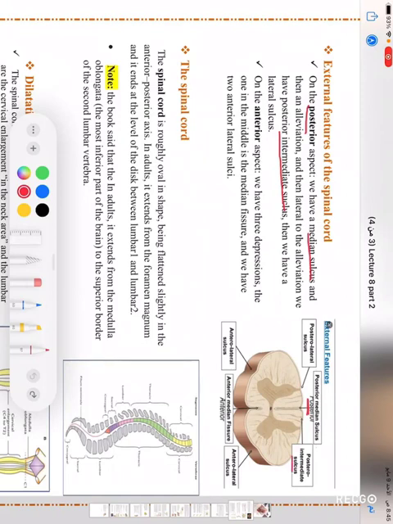Then we have the lateral sulcus, which is here. This is how we divide it in half: here posterior, here anterior. In the anterior aspects we also have three depressions. In the middle is the median feature, which is here, and we have two anterior lateral sulci, the anterior lateral sulcus on each side, for the anterior aspects of the spinal cord.